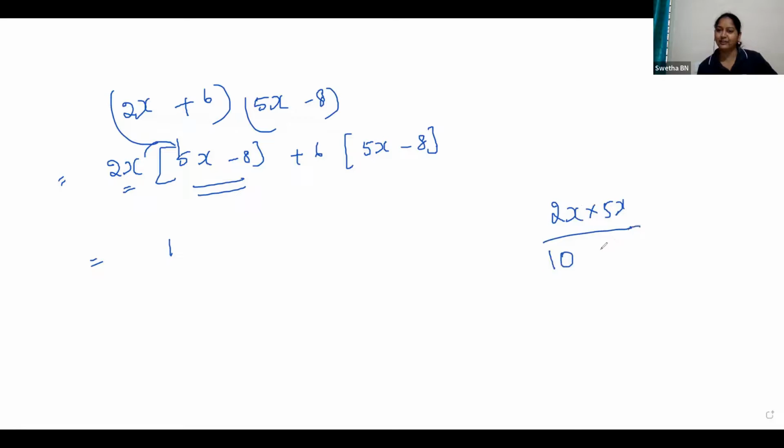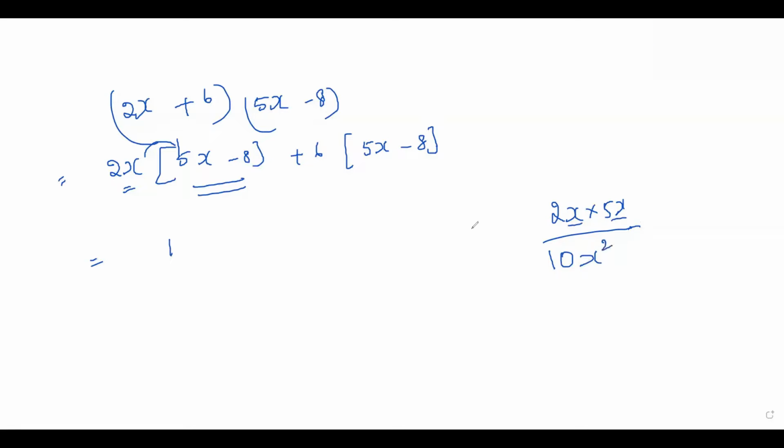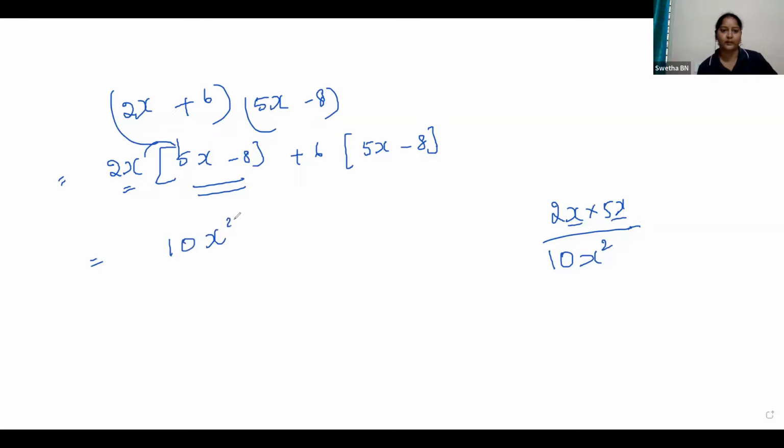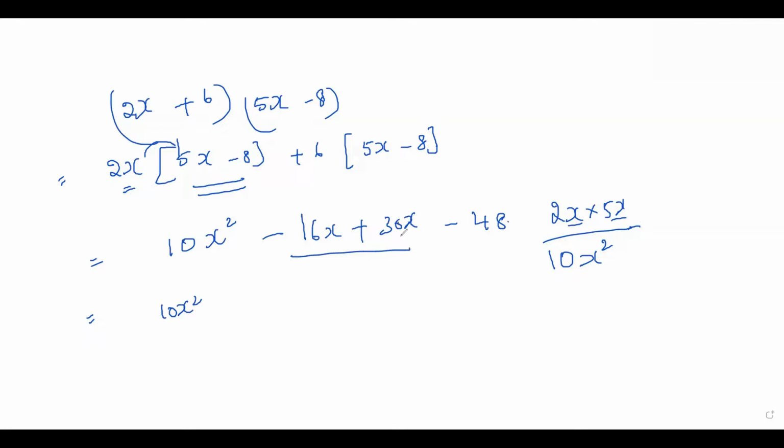Is it only 10x? x into x is? 10x square. Yes, okay, don't get confused. 10x square. Plus into minus is minus, 2x into 8 is 16x. Plus into plus is plus, 6 fives are 30x, minus 48. So 10x square, 30 minus 16, the bigger number has the plus sign, so it is plus 14x minus 48.